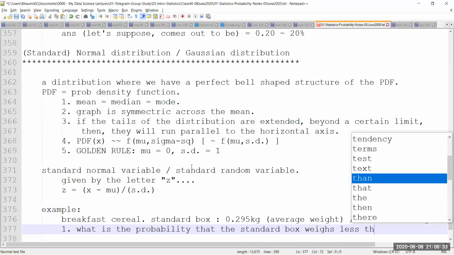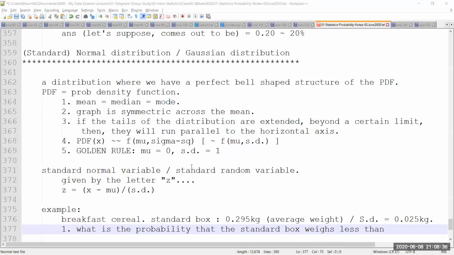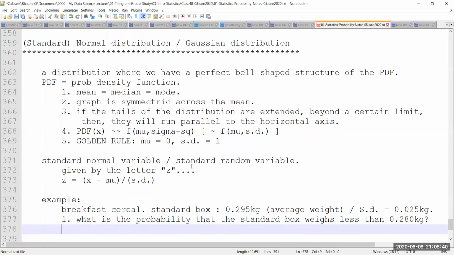So the first question I have: what is the probability that the pack, or any standard box, weighs less than 0.280 kg, right? The company is claiming that I have 0.295 kg. I have taken a random value. I don't really trust them. We are human beings. We are bound to make mistakes. But what is the chance? What is the chance that, let's say, I have taken a value of 0.280, right? So it's 0.015 kg less than the claimed value, right?